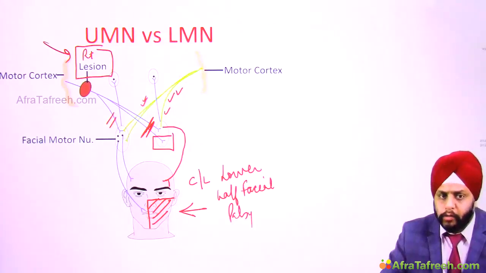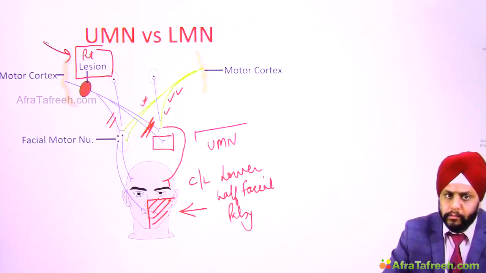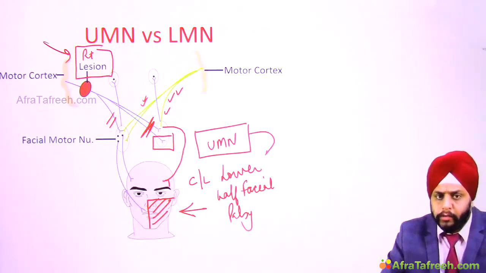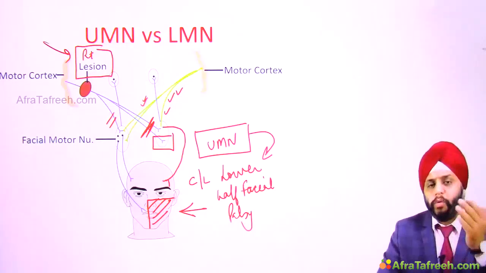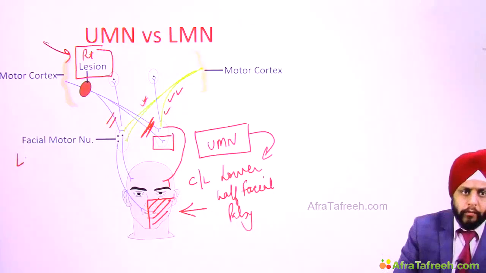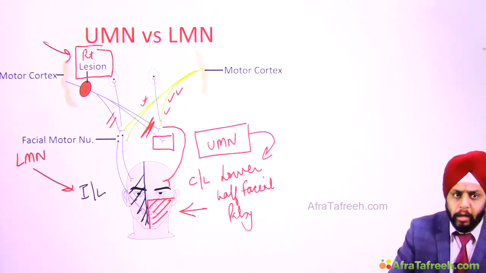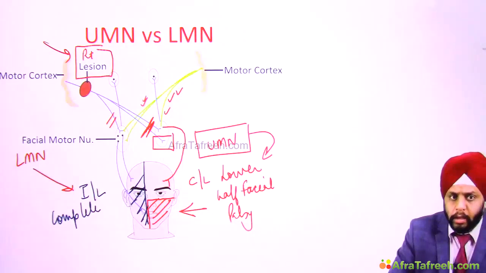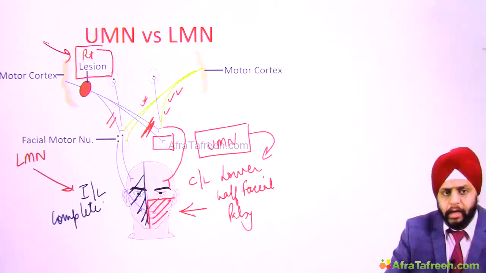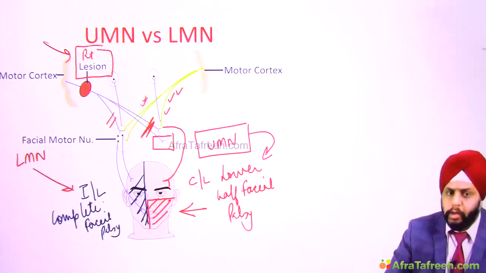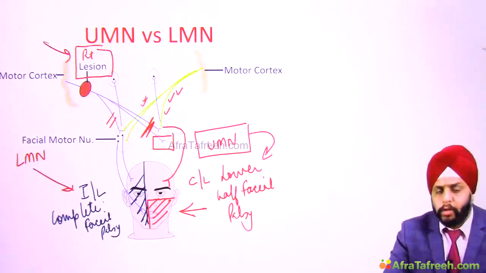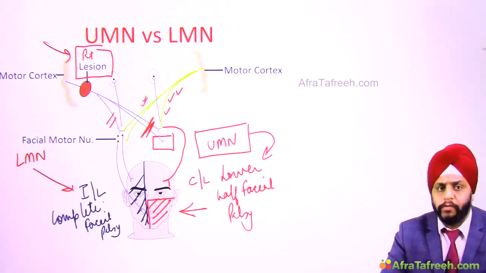Okay, so in case of upper motor neuron lesion, patient will have contralateral lower half facial palsy. In case of lower motor neuron lesion, you can notice over here, patient will have ipsilateral complete half, complete facial palsy of that side. Okay, so this is the difference between upper motor neuron and lower motor neuron lesions of facial nerve.